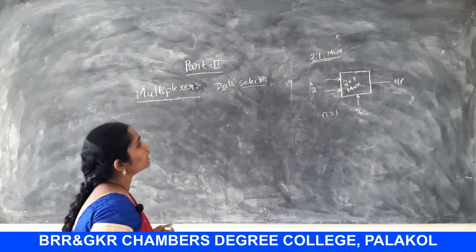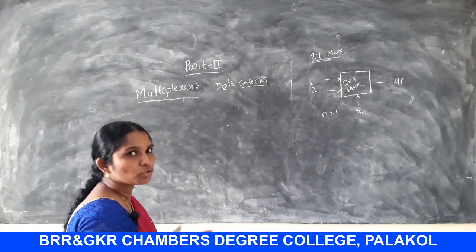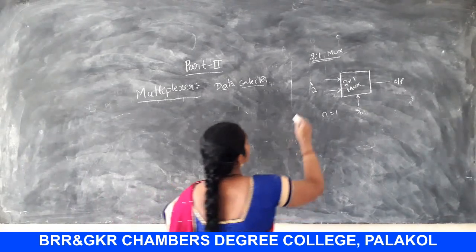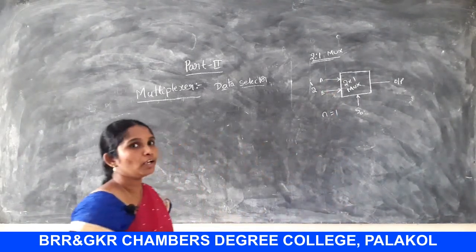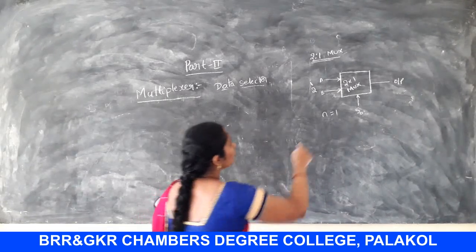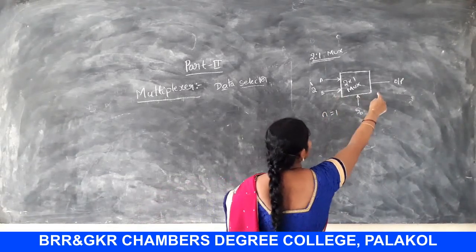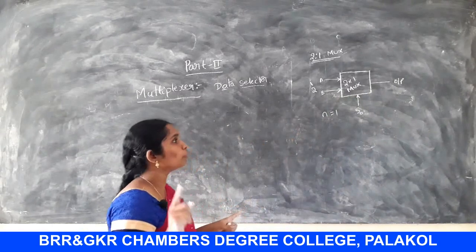Multiplexer. So here the number of inputs is 2. How many inputs here? These are the 2 inputs. But depending upon the selection lines, only the corresponding input is selected as the one output.